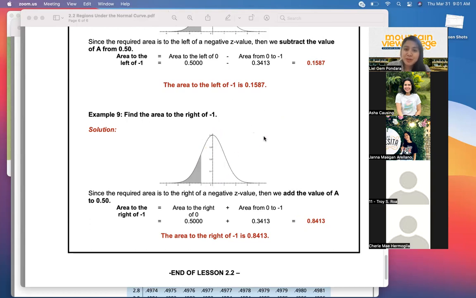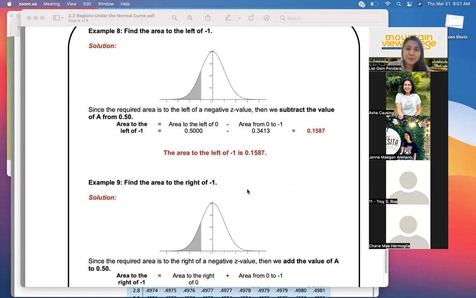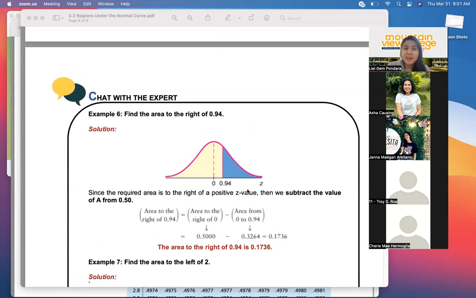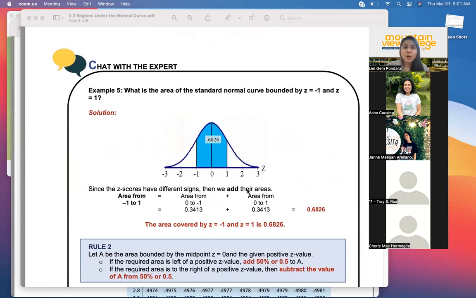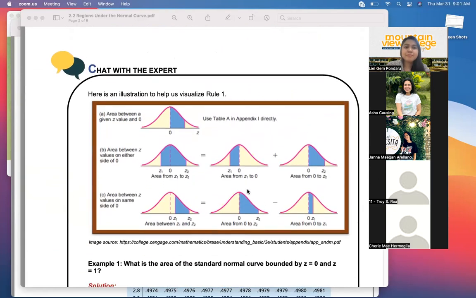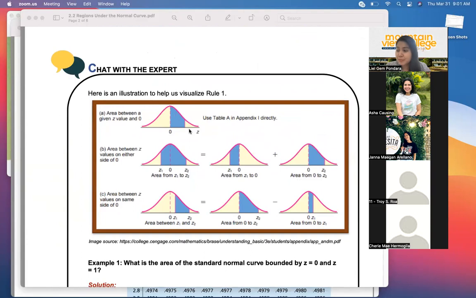Again, let's review the rules that we have. Rule number 3 and number 2 tell you if it's the leftover of the half, subtract. If it's the part plus another half, you add. While rule number 1 tells us that if it's from 0 to a specific number, it's directly under the Z table in the appendix. If it's from negative to positive, you add their areas. If it's from positive to positive, subtract the areas. Or if it's from negative to negative, you still subtract the areas. Any questions?